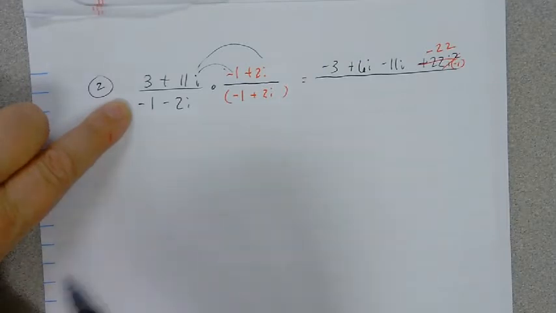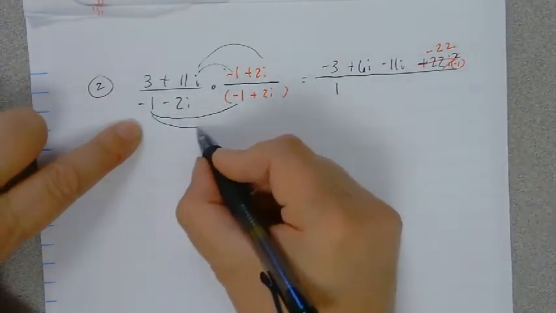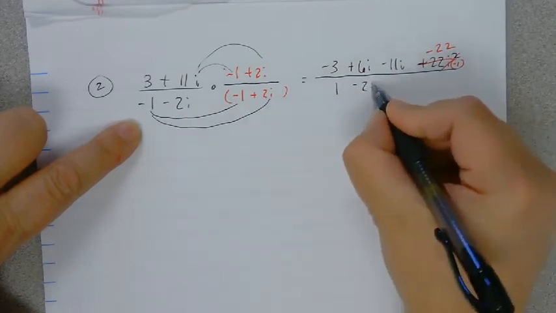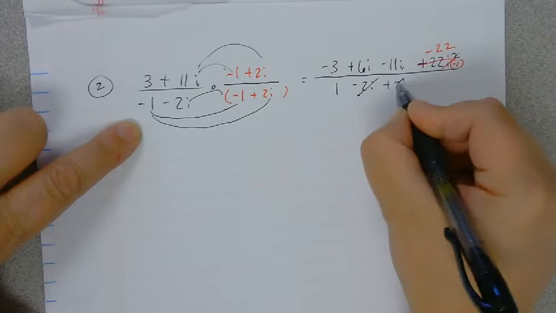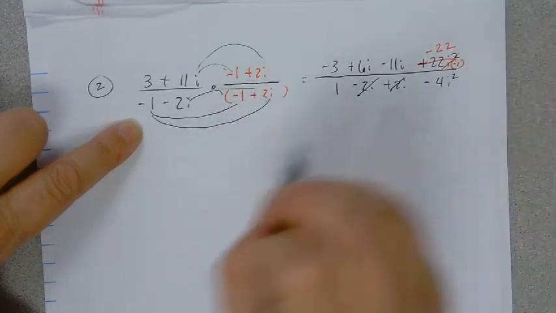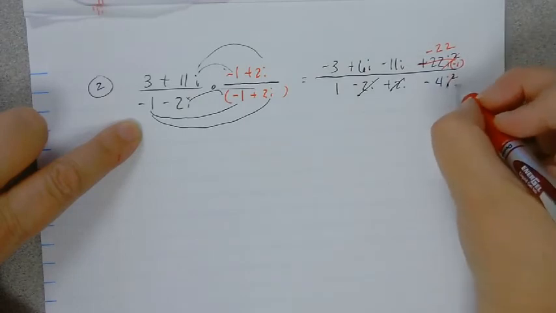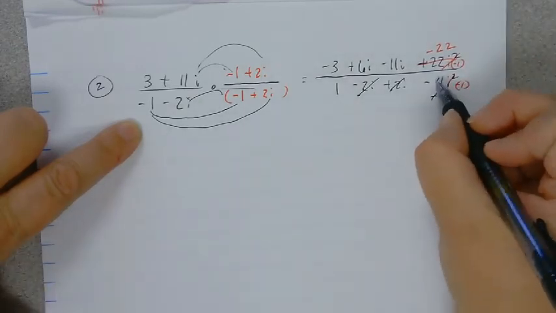On the bottom, negative 1 times negative 1 is 1. This gives me minus 2i plus 2i. That's good. These are going to cancel. That's what I wanted to happen. Minus 4i squared. i squared is negative 1, so this turns into positive 4.